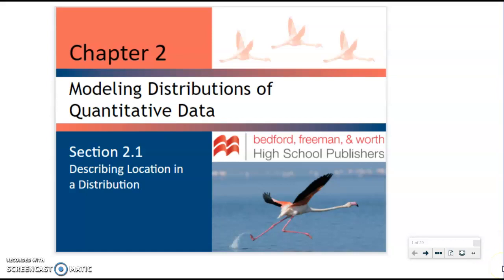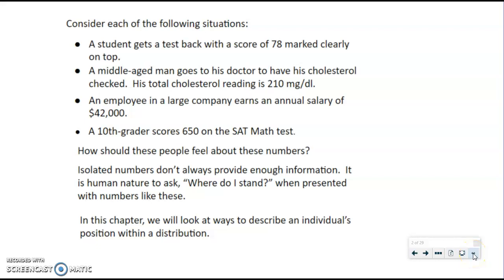Okay guys, so in this video we're going to start talking about 2.1, which talks about describing the location of specific data points or data values that we have. The reason we do that is to get an idea: having a score of 78 is just a score of 78 out of 100, but it doesn't give us an idea of who we are compared to other people.